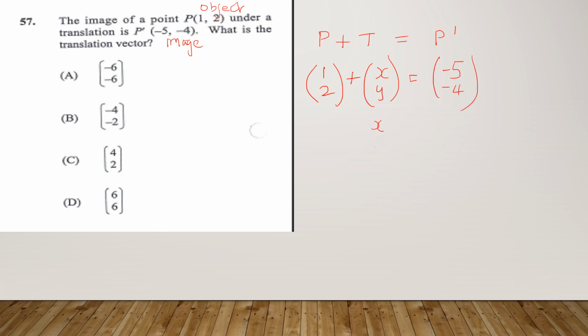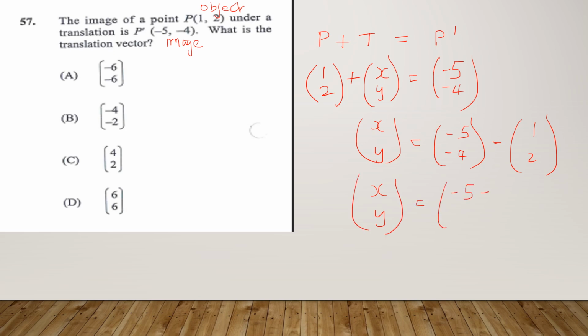So what is (x, y)? What we're going to do is leave (-5, -4) just like an equation, and we're going to move (1, 2), so we're going to subtract it over on the other side. So (x, y) would be (-5 minus 1, -4 minus 2). So (x, y) is (-6, -6). So the translation is (-6, -6).